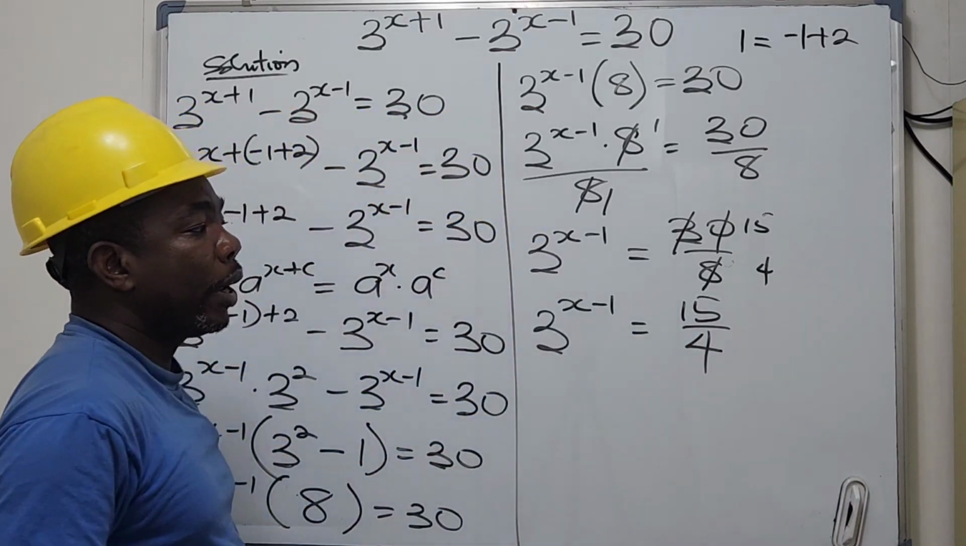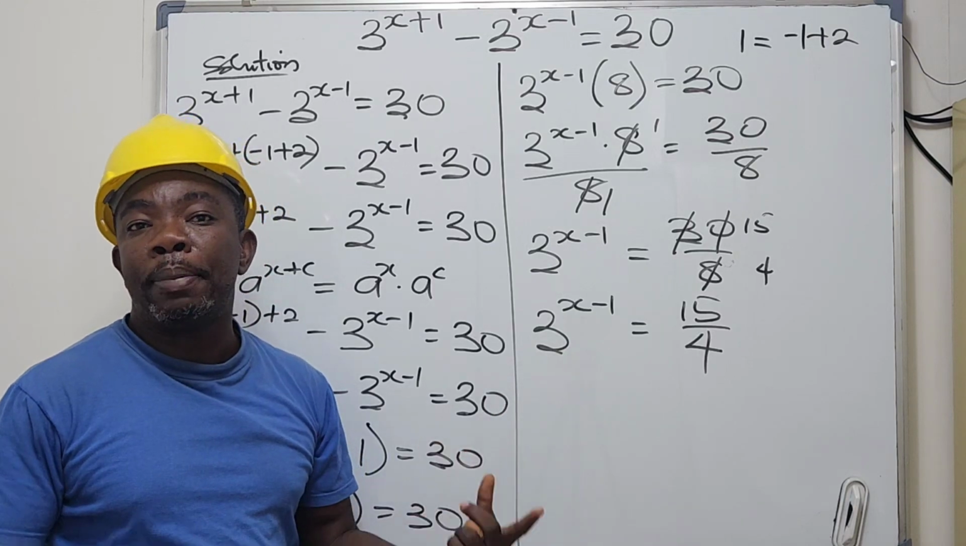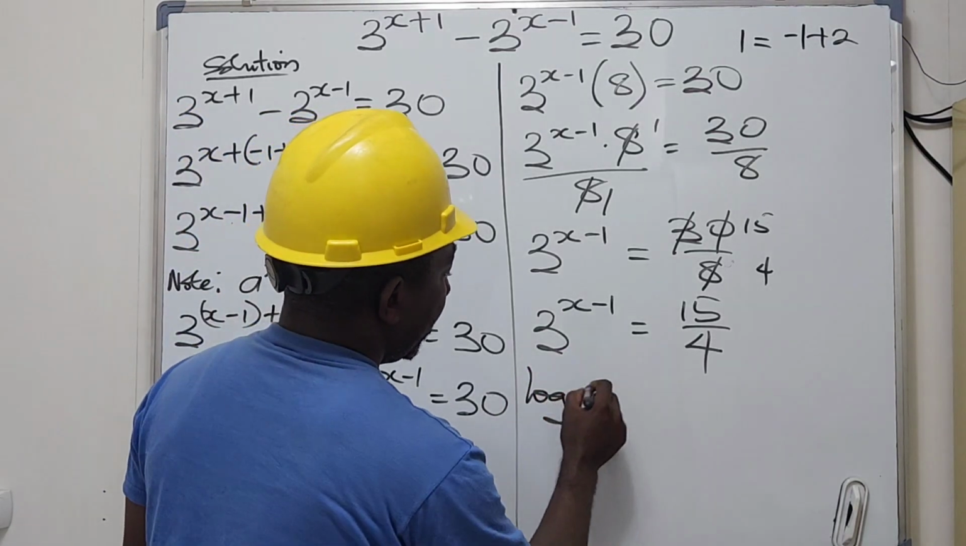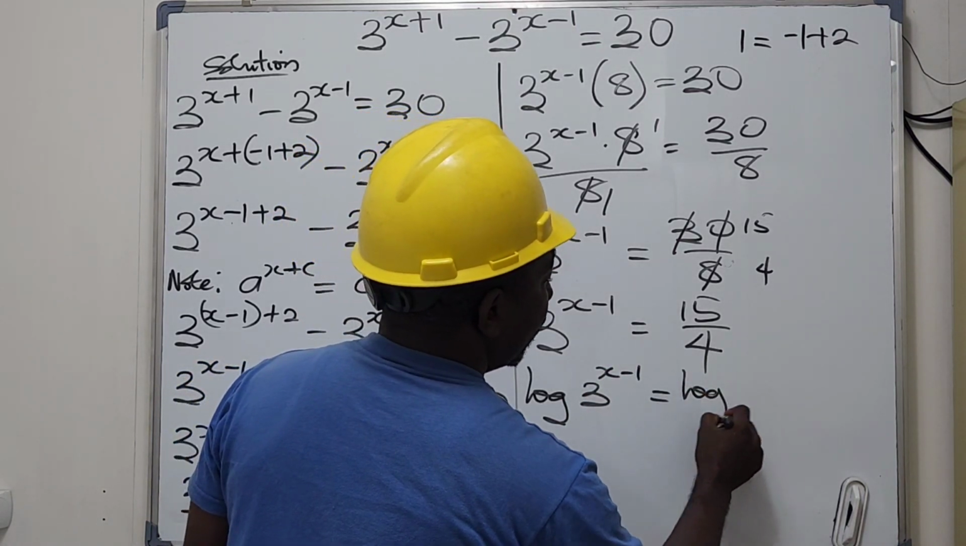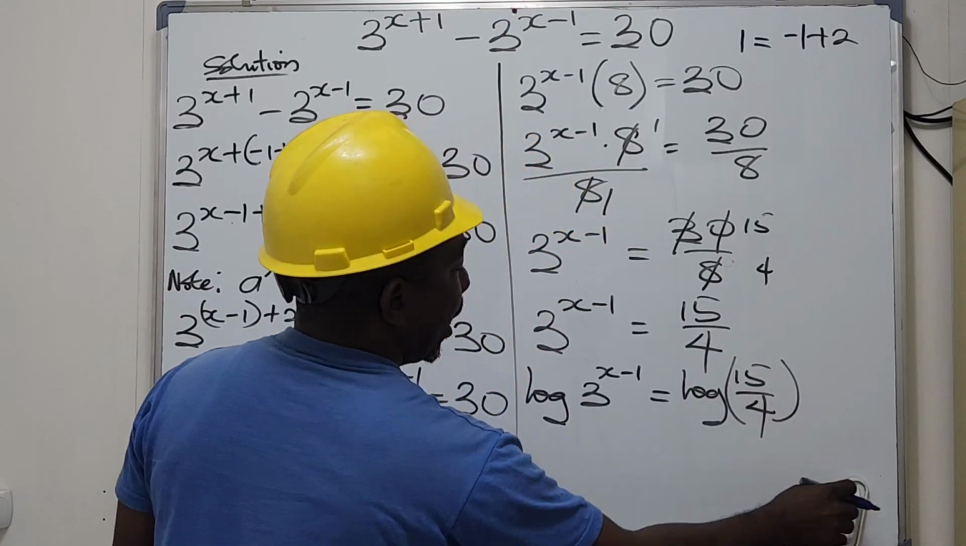So this is what we have. For us to further simplify this, we need to apply log to both sides. So this will become log 3 to the power of x minus 1 equals log 15 divided by 4. This is what we have.